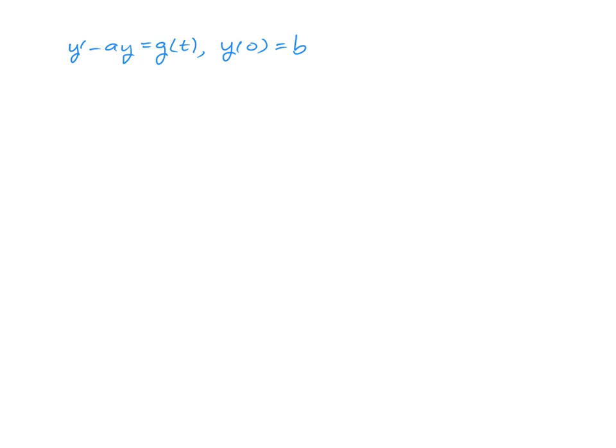So the first step of this process, of course, is to take the Laplace transform. So if we take the Laplace transform of this, we're going to end up with s times big Y of s from the y prime, minus y of 0, which is b. And then we've got minus a times big Y of s. And the Laplace transform of lowercase g is just uppercase G of s.